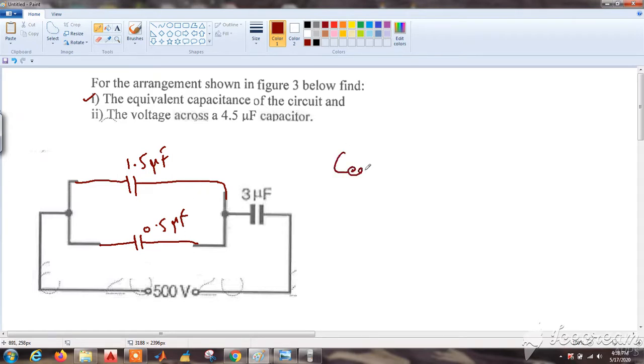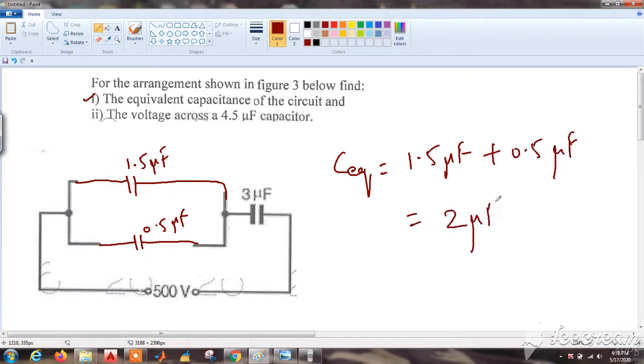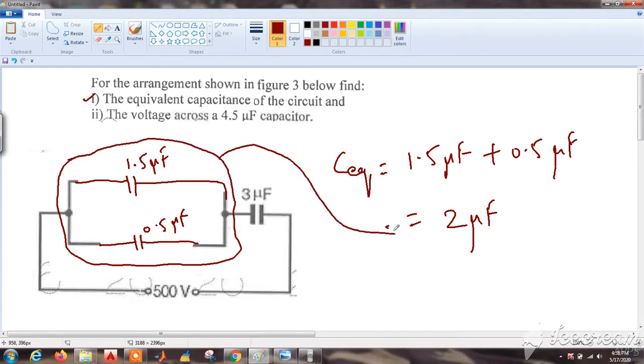So the equivalent capacitance when two capacitors are connected in parallel is C1 plus C2, that is 1.5 microfarad plus 0.5 microfarad. This will give us 2 microfarad. Now we can replace these two parallel-connected capacitors with one capacitor of value 2 microfarad.